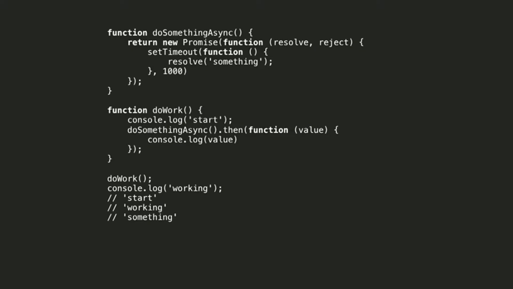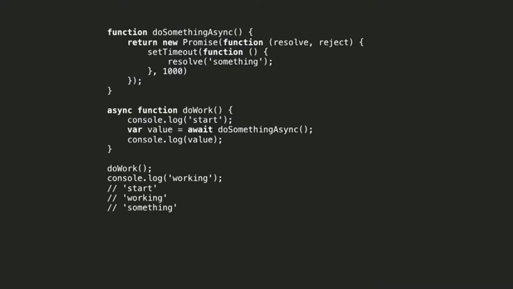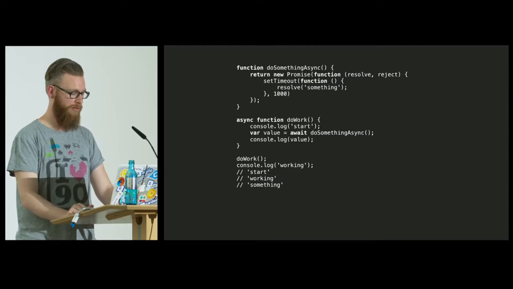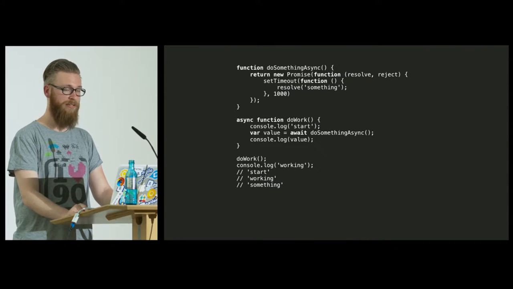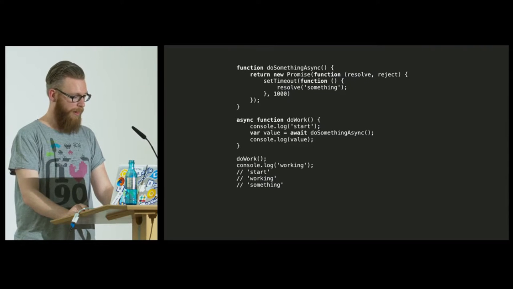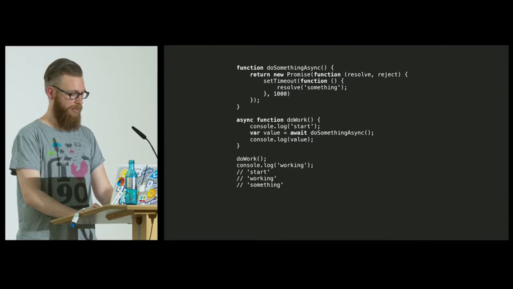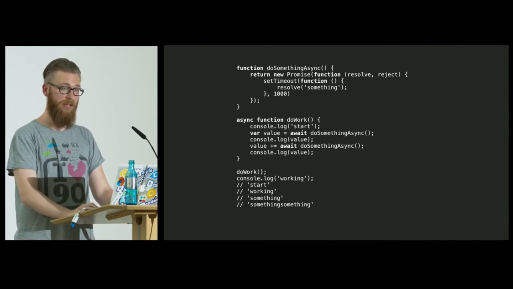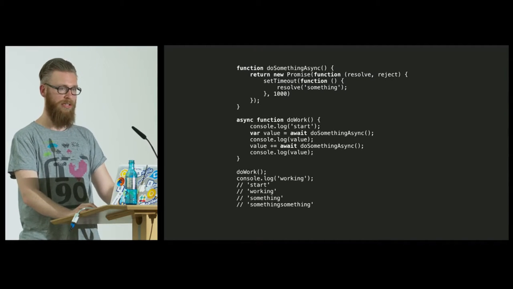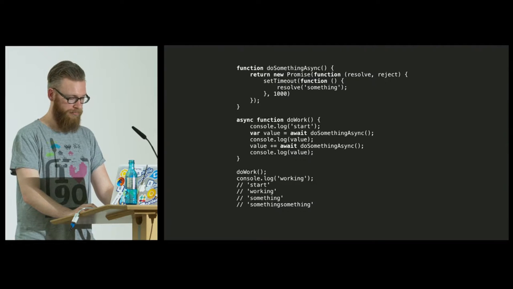And now with async and await, you can actually say async in front of the function. And in that function, you can await things. So in this case, I will say console.log start, and then I'll await while the doSomethingAsync is resolved. And then I will log the value that is returned from that doSomethingAsync. And if you have two of those awaits in, it will just wait until each of them has finished.